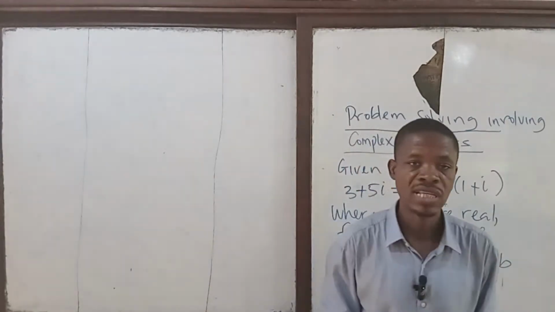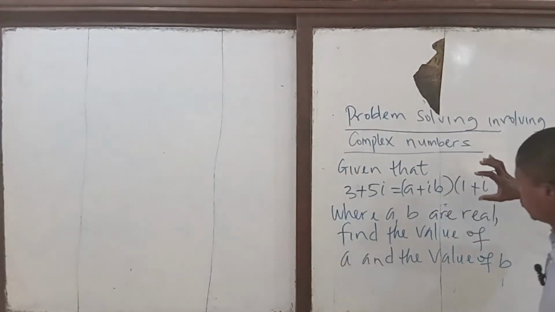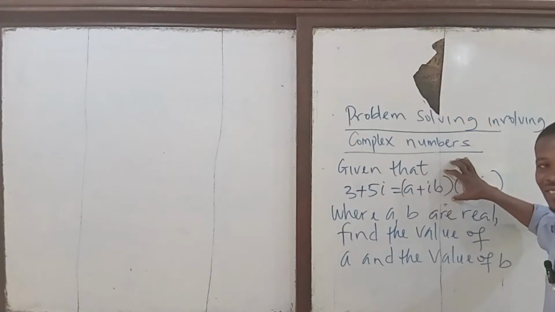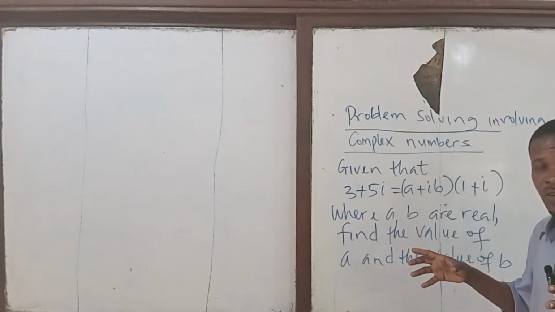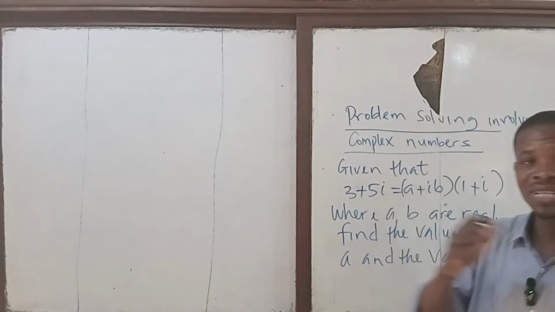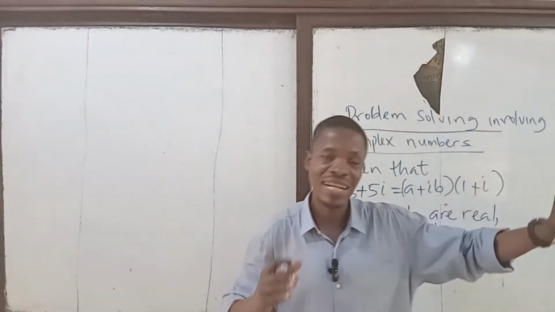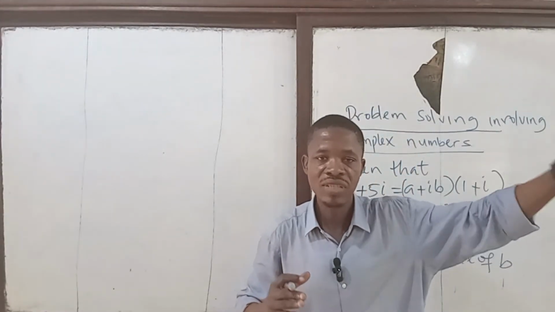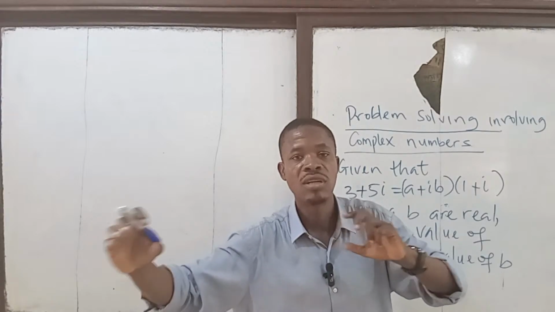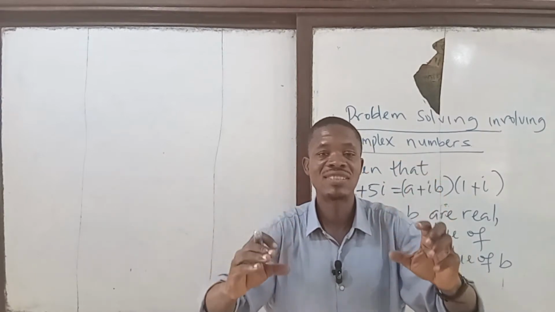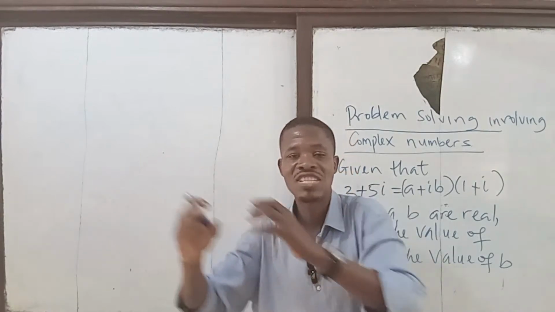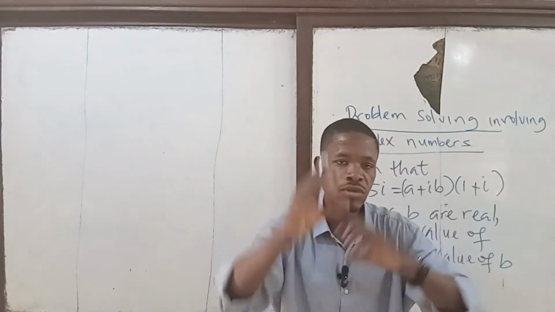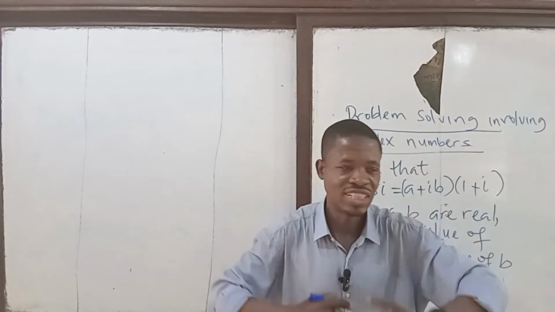What we do in this aspect is expand the right hand side, doing the multiplication of two complex numbers. After you have done that, you begin to equate the real part together, forming an equation for the real part, and then form an equation for the imaginary part. Equate the real part together, equate the imaginary part together. By the time you do that, you form two equations, and then you solve them algebraically.